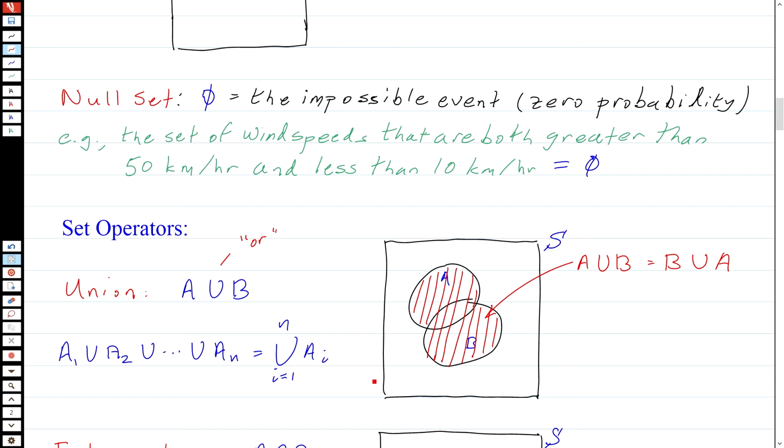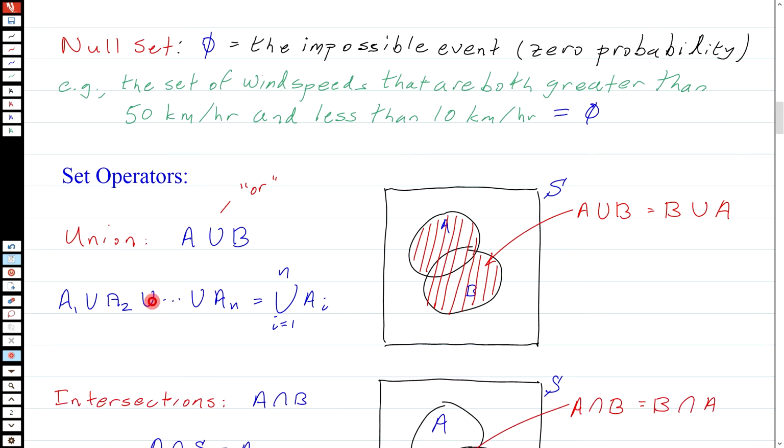And you can see the picture of this on the right-hand side. Basically, the A union B is all of the area inside of A or B. And A union B, of course, is the same as B union A. And more generally speaking, the union of n events can be written as sort of like a summation, except it's a union, i equals 1 to n of the A_i's.